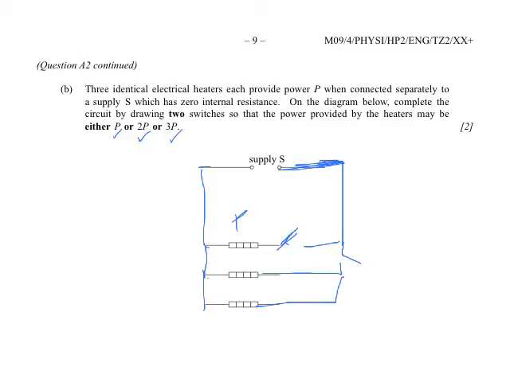Why? Well, if we close this one here so that it's like so, then this resistor will work. But if we open it again and we close this one, then now you've got 2 resistors, so you've got 2 P's. And if we close all 3 of them, we now have 3 P's. There are many different ways of wiring up. This is just one possible answer.